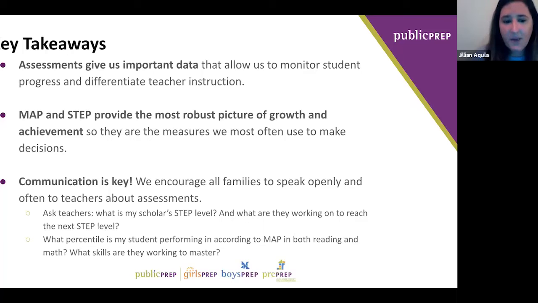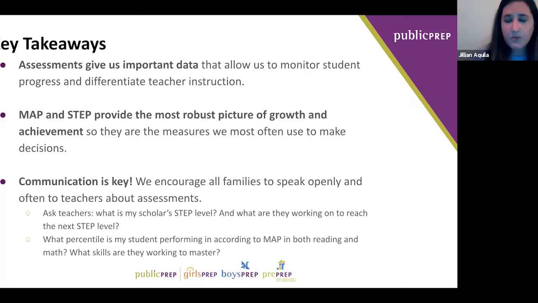Second, MAP and STEP are the big ones. These are the 2 nationally normed assessments we use to get a really good sense of how kids are doing. And even though it's not the most frequent assessment like IAs, they're still really important. MAP and STEP are the ones that we look at to make those big decisions, as they tell us the most information about how teaching and learning is working in our schools.